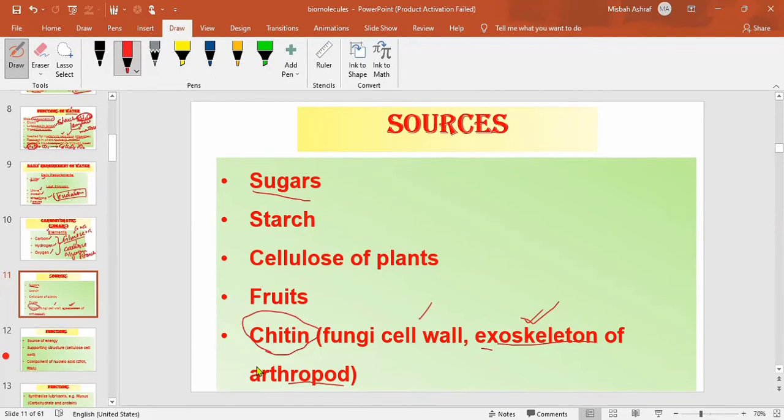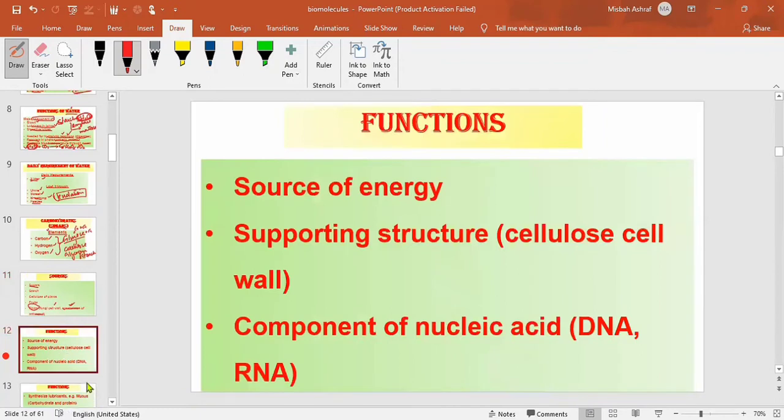Okay, these are the sources, and some other sources can also be there, like fruits, or you can also mention or specify the fruits in which carbohydrates are present. Next is the function of the carbohydrates. They are the source of energy, like glucose, which is the instant source of energy. When our body's energy gets down, we take glucose or we eat some fruits like banana, which have glucose in it, an instant source of energy. Then they have a supporting function like cellulose, which is present in the cell wall of the plant. It provides support and strength to the plant cell.